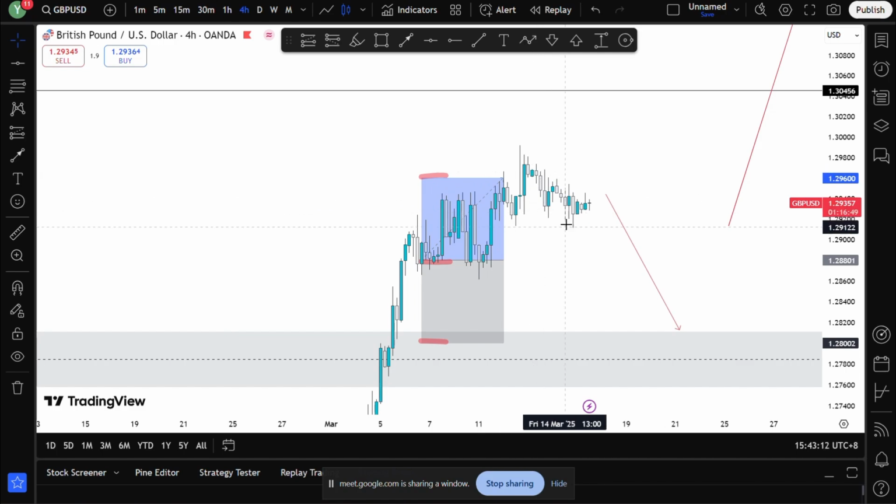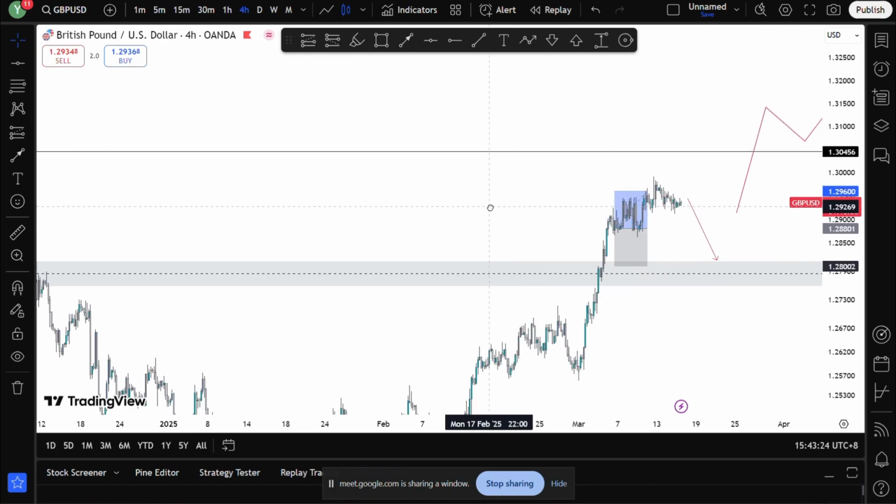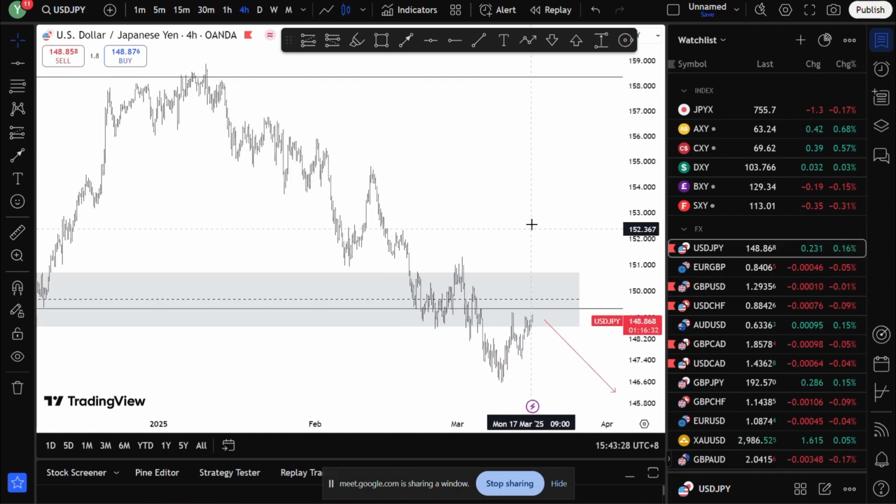The next thing you can see is that after the price hit our take profit level, it's been ranging for a while here, so we will not focus on any trade for now. We will just wait for the price to show us some movement before we enter a trade. So for now we just have to wait first. Okay, so that is GBP USD. Now we move on to USD JPY.